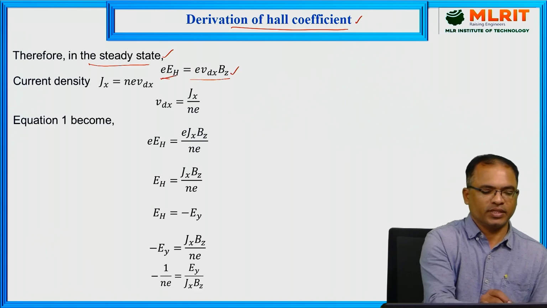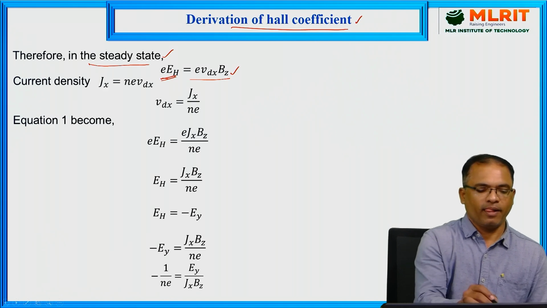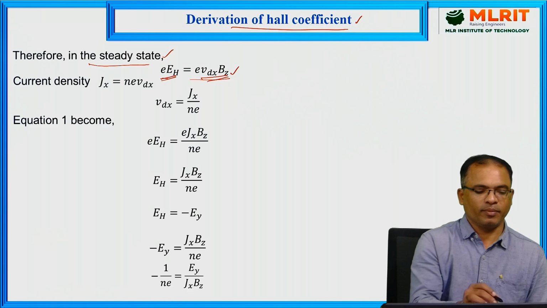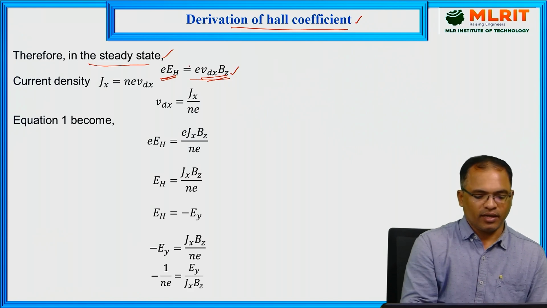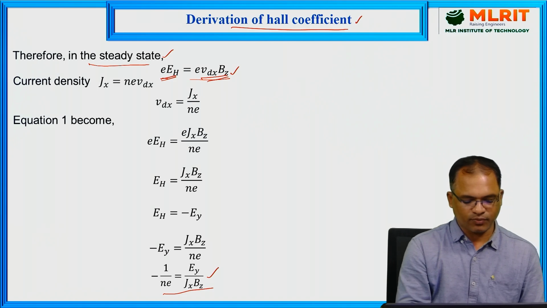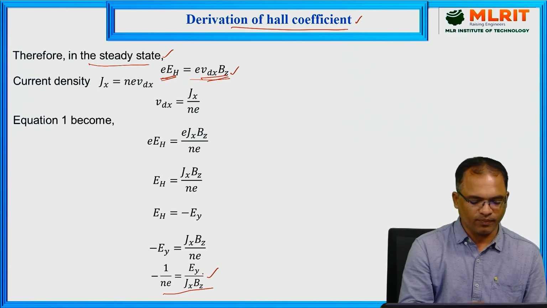This is the expression for force due to applied electric field, and this is the expression for force due to the applied magnetic field. So, under equilibrium condition, both forces are equal, and by doing so, finally we will get one expression. So, this is the expression we are going to get, minus 1 by Ne equal to E suffix y by J suffix x B suffix z.